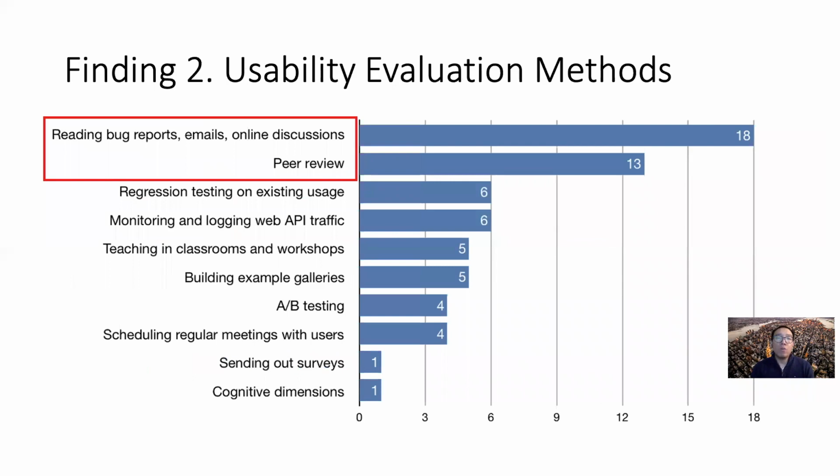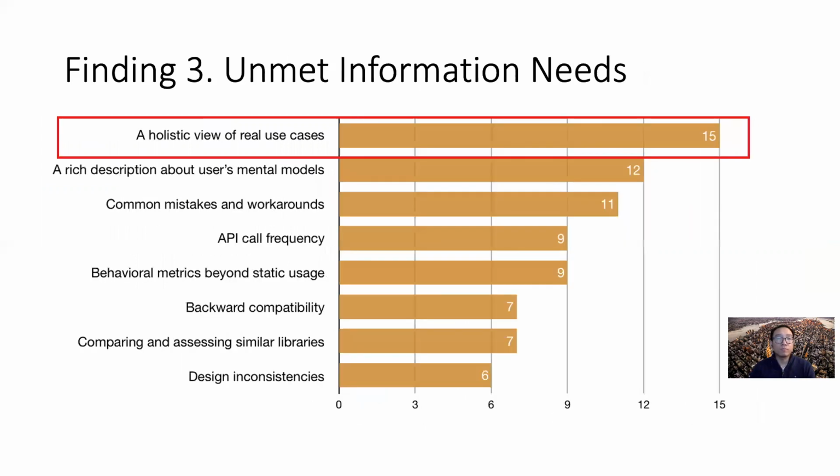When we asked how they evaluate the usability of their APIs, the majority of participants said they just wait for their users to report issues back to them through bug reports, emails, and online discussions. They also rely on their colleagues to find out design and usability issues in their APIs in peer reviews. We're surprised to see that API usability is in fact evaluated in such an informal and passive manner, even though APIs are playing such a significant role in software development.